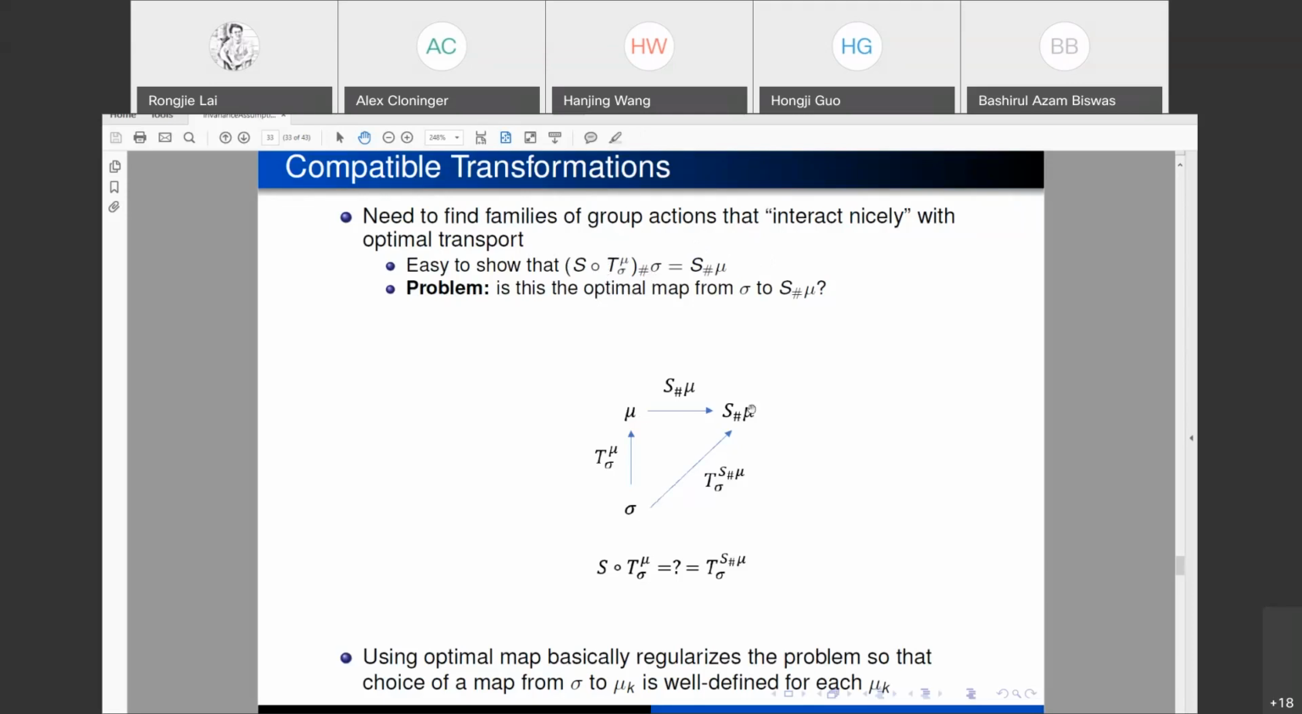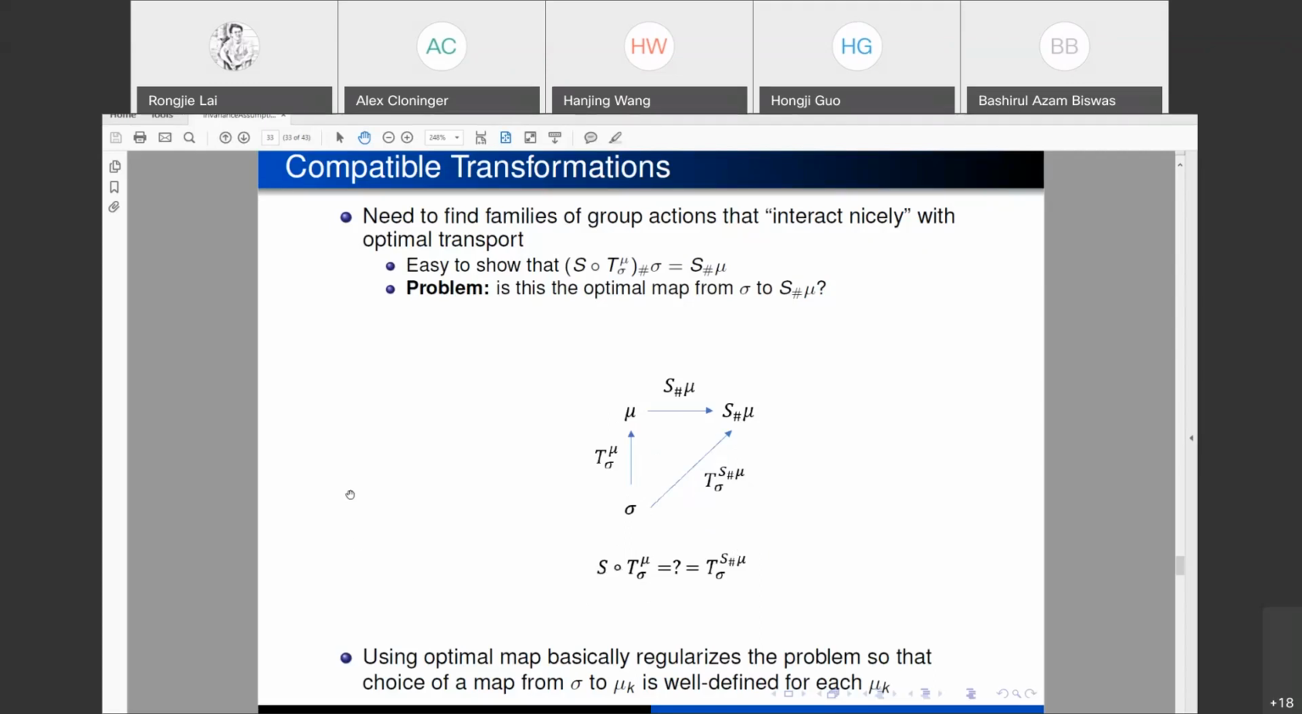So in other words, if you think about this commutativity diagram, I go from sigma to mu in an optimal way, and then I go from mu to S push mu, which is like shifting mu or scaling mu or something like that. And there's another way that I could have gone directly from sigma to S push mu with the optimal map. The question is, when are these two things equal to each other? Because if I can find S's where they are equal to each other, life becomes very, very easy.